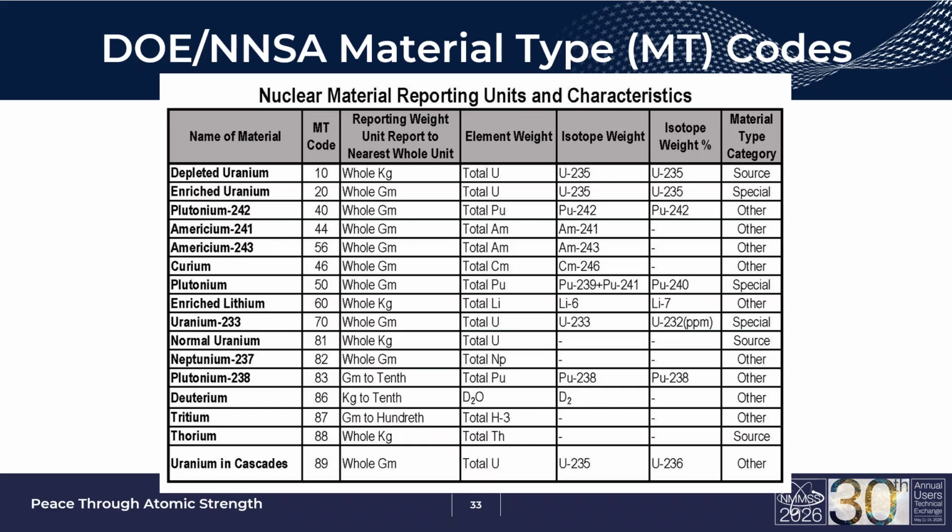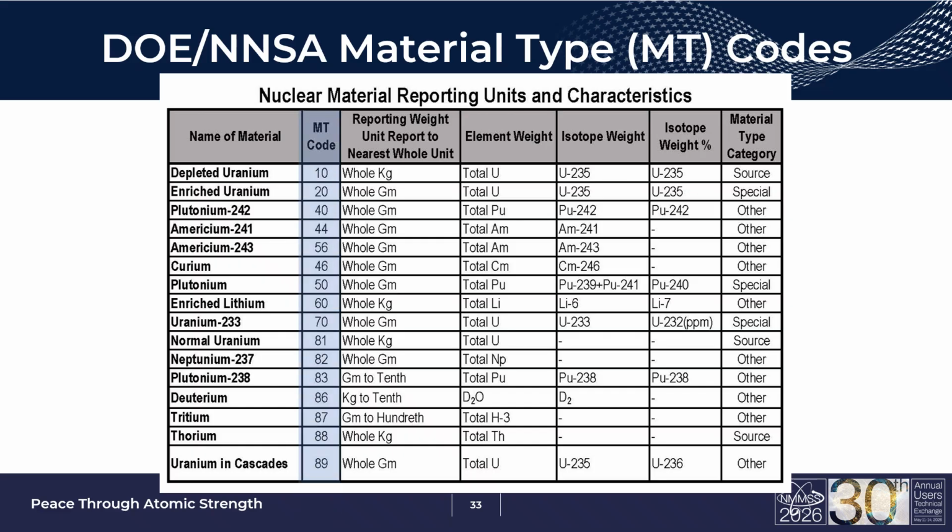Depleted uranium, enriched uranium, plutonium-242, americium-241 and 243, curium, plutonium, enriched lithium, uranium-233, normal uranium, neptunium-237, plutonium-238, deuterium, tritium, thorium, and uranium in cascades.